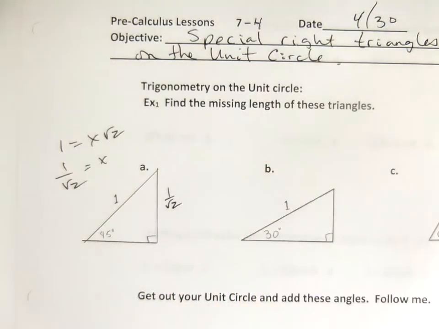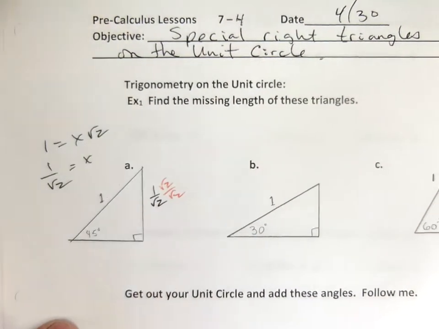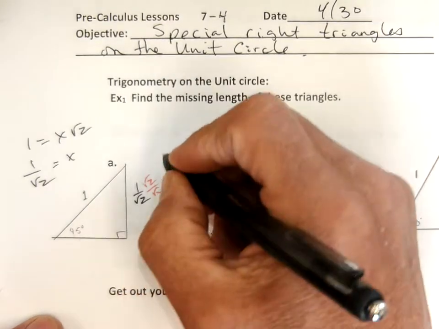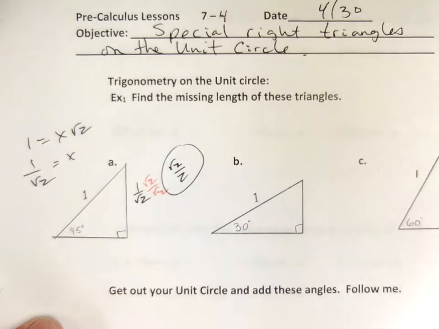But I don't like that answer because we're going to rationalize it, right? We don't like answers with square roots in the bottom, so we rationalize. So we multiply it by square root of 2 over square root of 2. Remember how I did that before? We get a better answer of the square root of 2 over 2. Now that's what I want for this value.